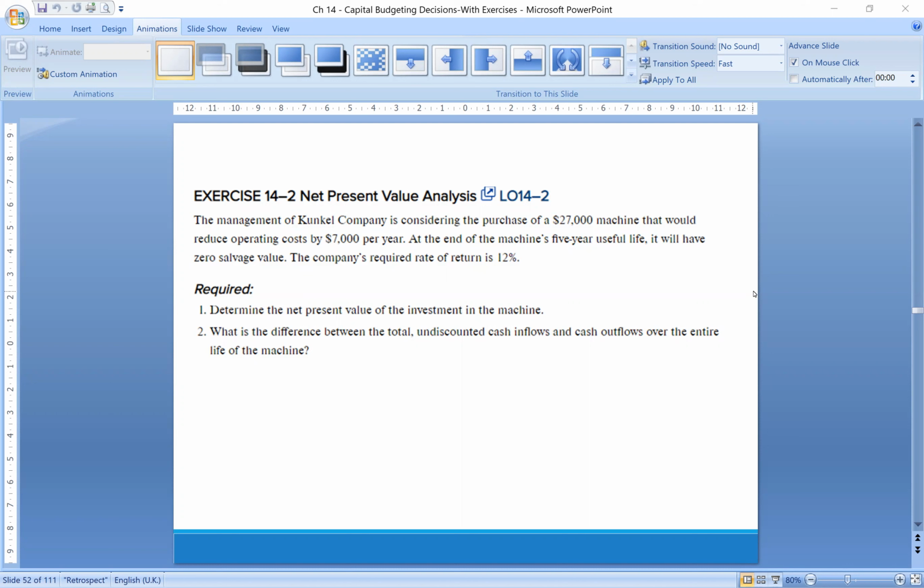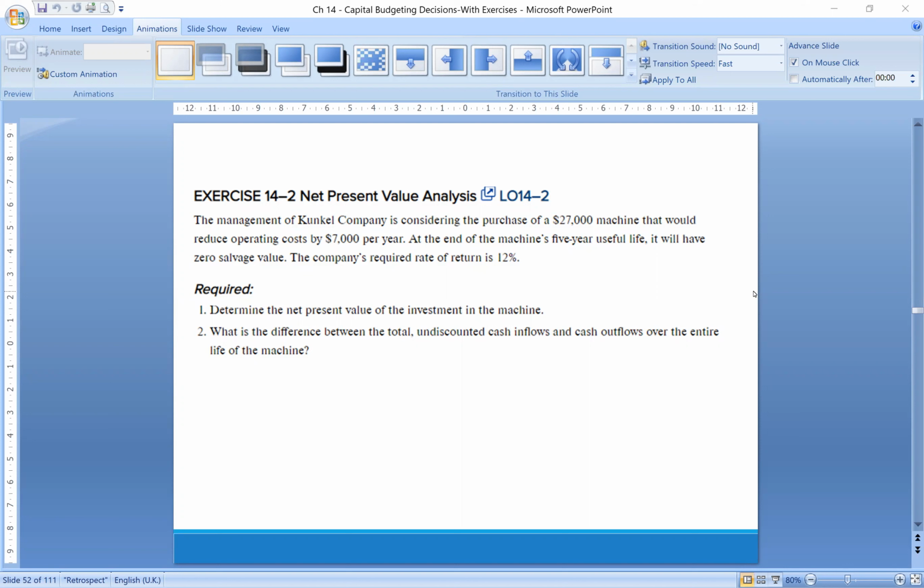Okay. Do we have any salvage value? No. Do we have any cash inflows? Cash inflows from the question. Read the question carefully. That would reduce the operating cost by 7,000. Reducing your expenses, which means cash inflows. So the reduction in costs means cash inflows.